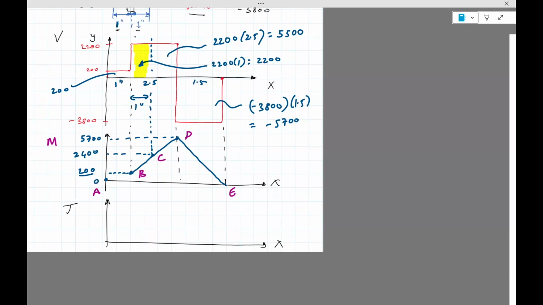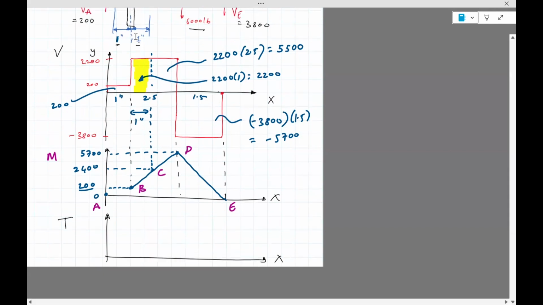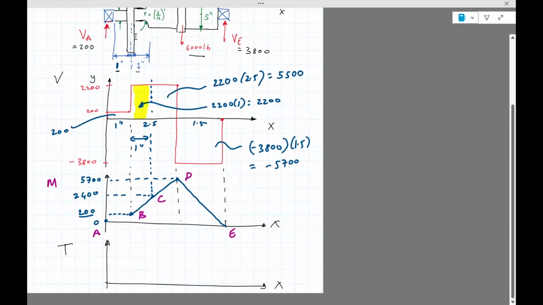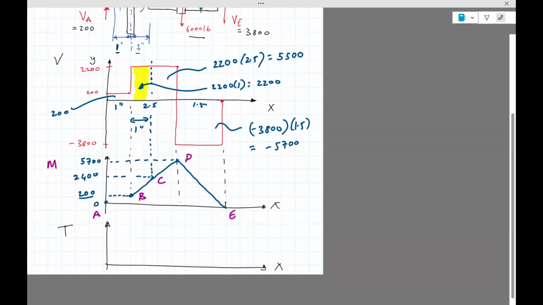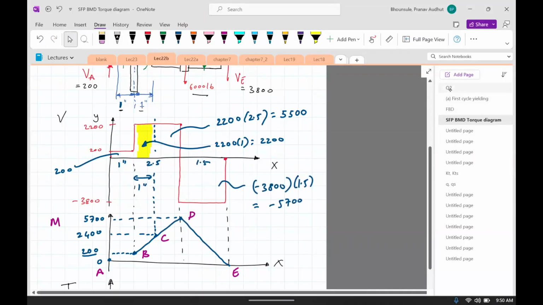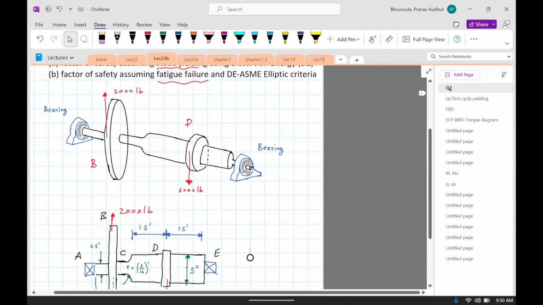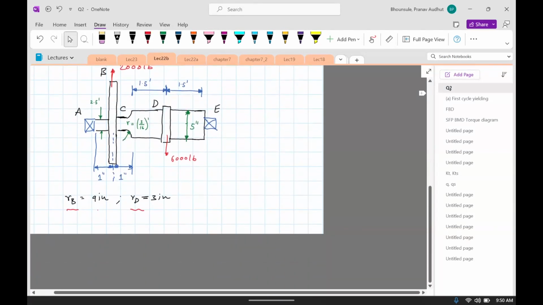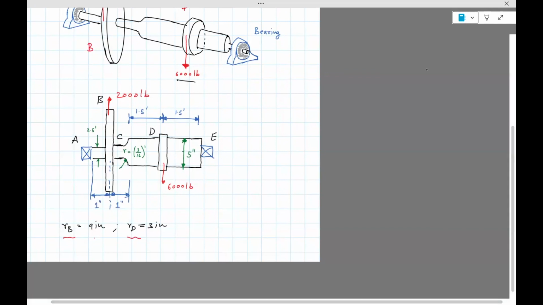Okay, so how do we compute the torque? Well, we need to figure out what the torque is on the various elements. Now, the torque will be induced only due to the pulleys, because the pulleys right here are transmitting this force 2000 lb and 6000 lb. That will lead to a torque. So the torque at B would be the force at B times the radius at B. So it'll be 2000 times 9, which is 18,000.